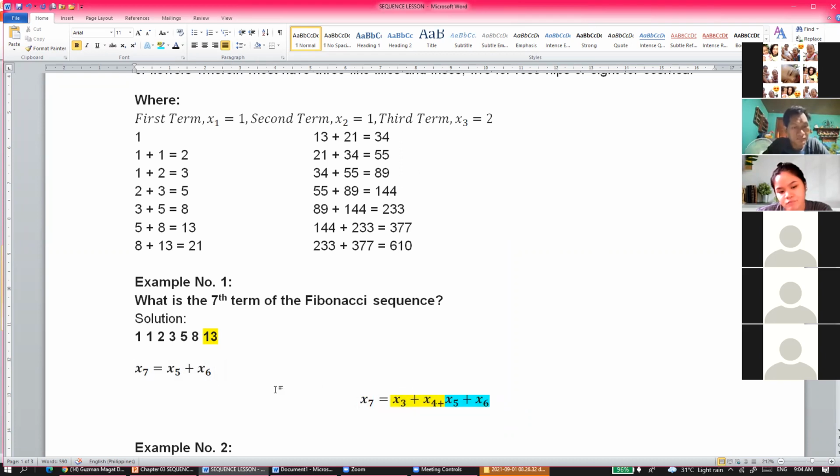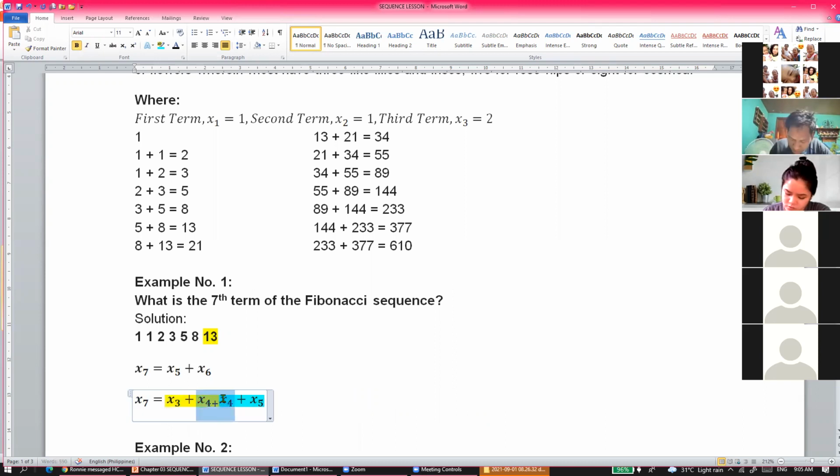X sub 5, hindi, 6 yun, no? X sub 4 and x sub 5 ito. Yan. X sub 4 and x sub 5. But as we notice, ilang x sub 4 ba ang meron tayo dito? Di ba dalawa? Dalawa po.